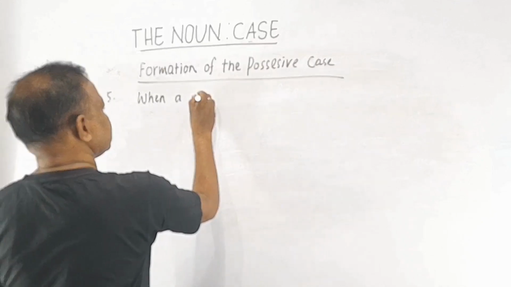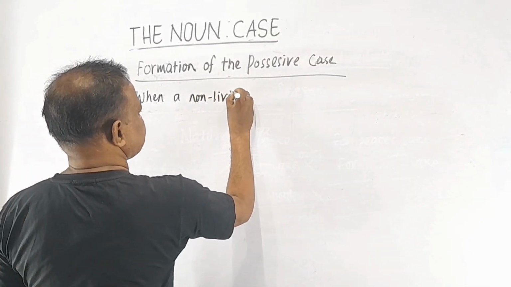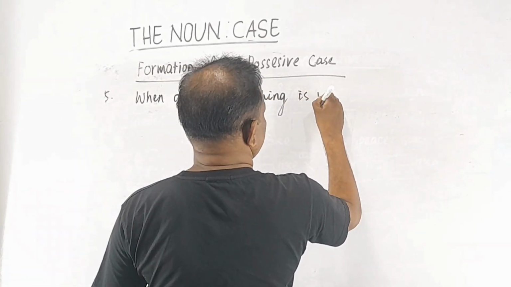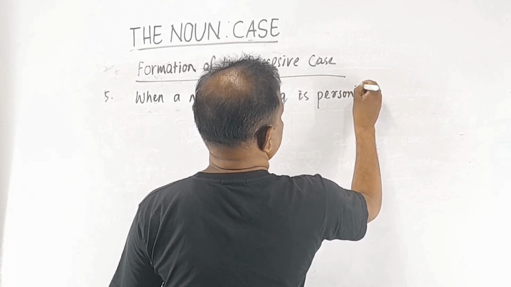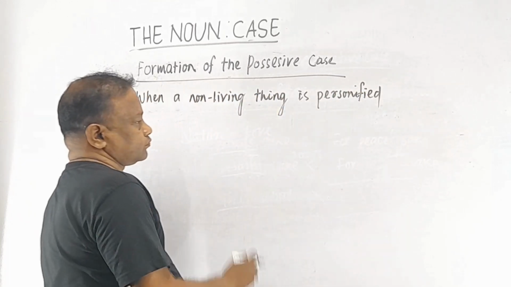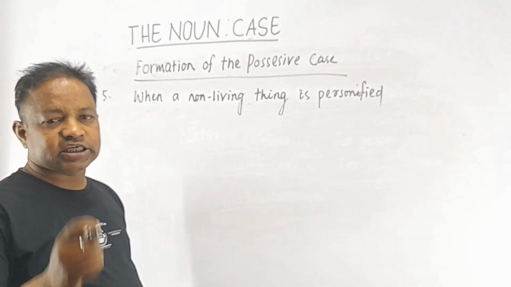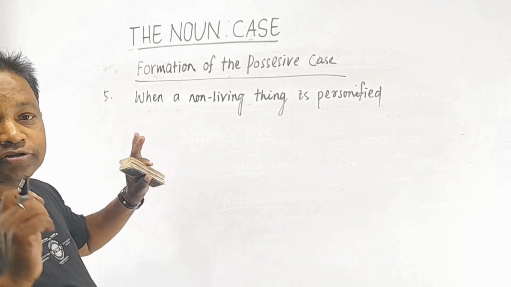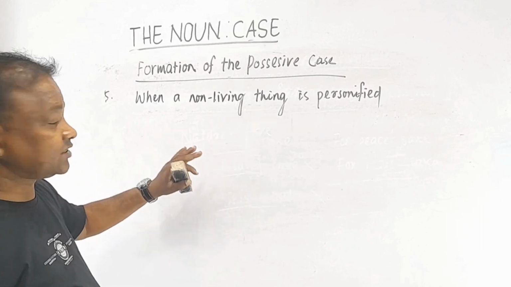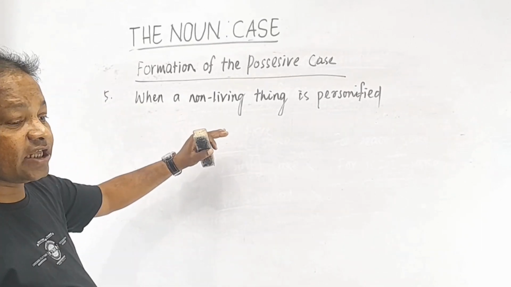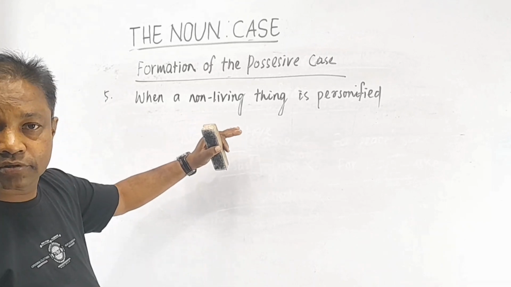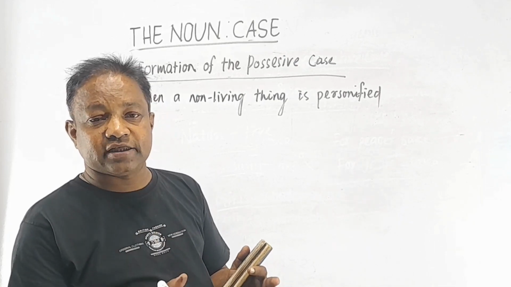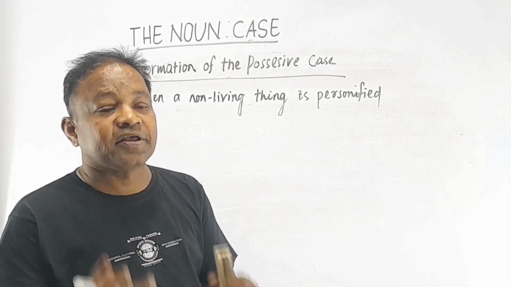When a non-living thing is personified. Listen, I have told you that in case of non-living things, you need to use of. You cannot add apostrophe s in the possessive case. But here the rule is that when a non-living thing is personified. What is personified? You know what is personification? Sometimes we compare the non-living thing with the living thing. That's known as personification.